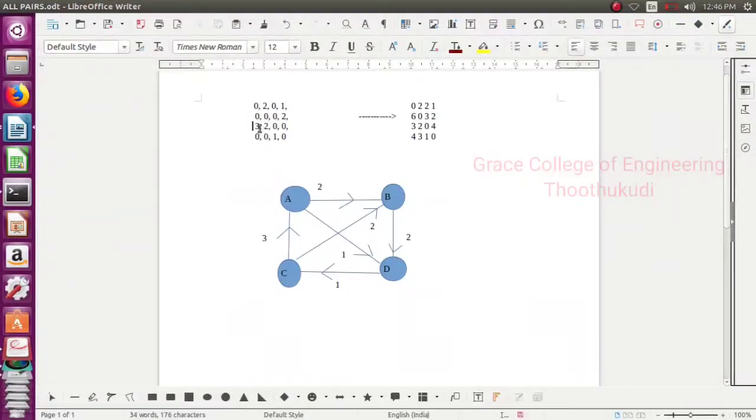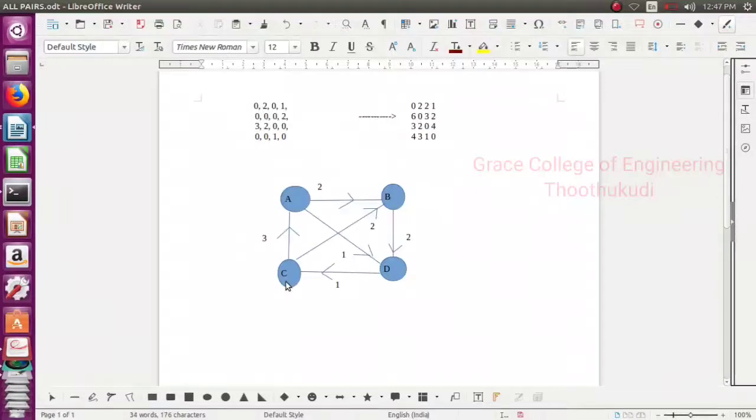I represent it in a graph form. Then C's adjacent vertices are A and B. A's weight is 3 and B's weight is 2. Then D's adjacent is C, it has weight 1. Now our output is this one. This is called the all pairs shortest path algorithm. It means we can find the shortest distance from each vertex.